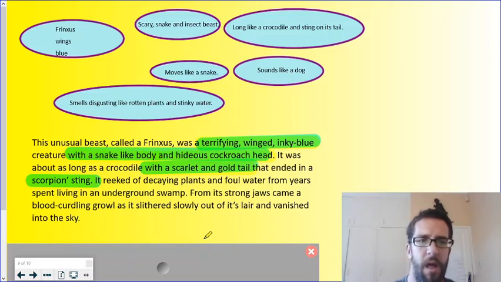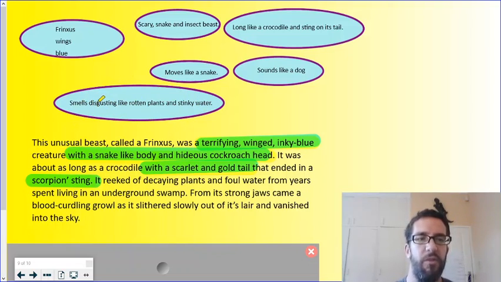Okay. So if we look over there, there's my second sentence. It was about as long as a crocodile with a scarlet and gold tail that ended in a scorpion sting. So I've only got 2 sentences so far, but they're really descriptive sentences. I've already got a really good idea of what this thing looks like. Now I'm going to go on to what this thing smells like.